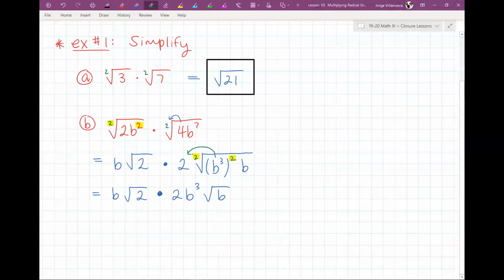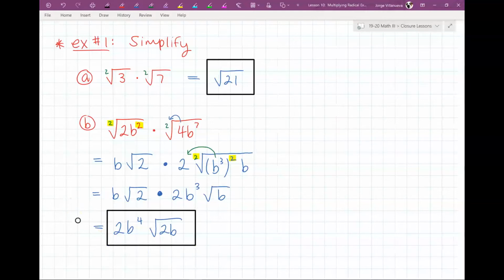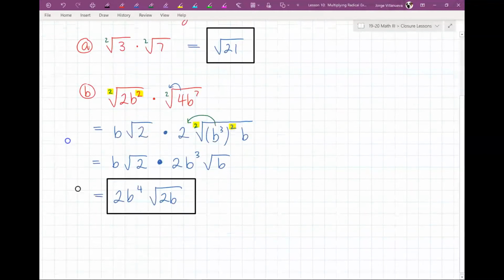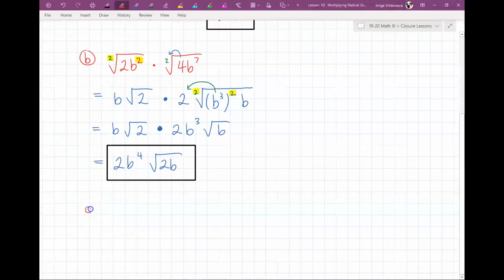Now, in multiplying, all we have to do is combine everything. So the numbers on the outside get put together. So b times 2b cubed, that's 2b to the 4th. And then radical 2 times radical b is just radical 2b. And that's my answer for that one. Okay, so 2b to the 4th times radical 2b. Okay, now let me do another one. We got like 2 more that are very similar. So let's do these other 2, and then we're going to jump to a different type of problem.